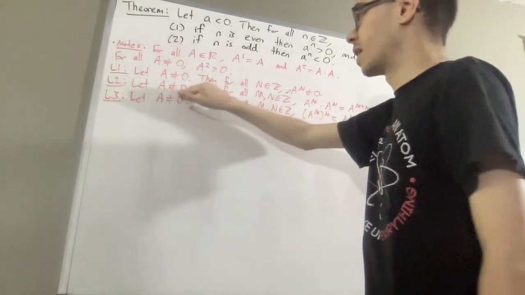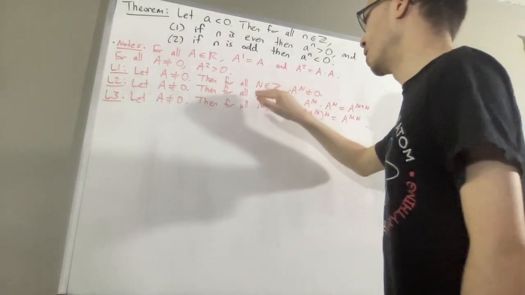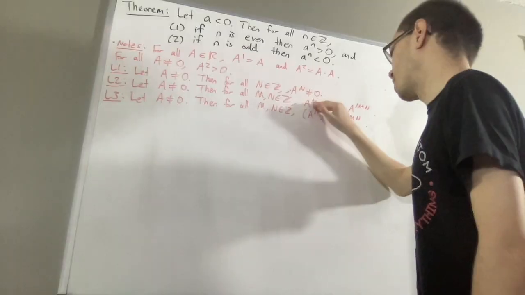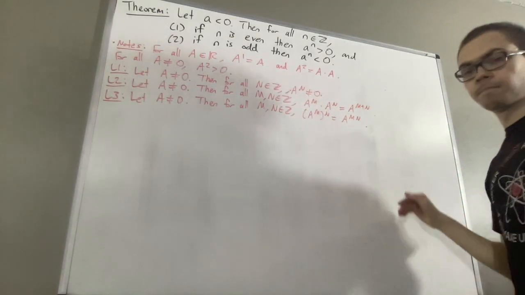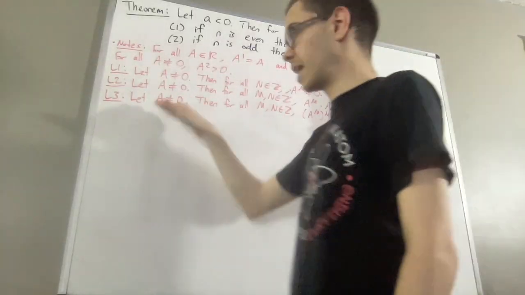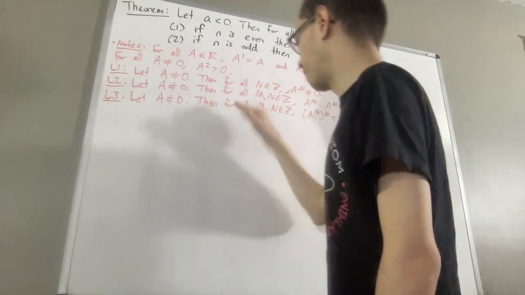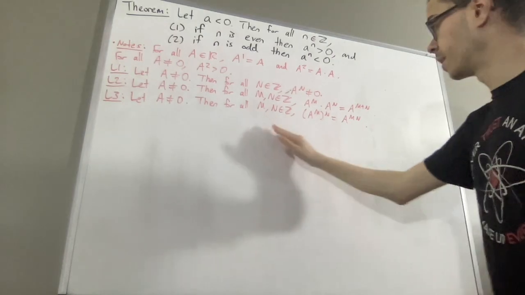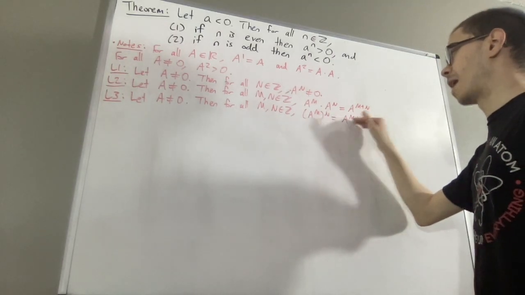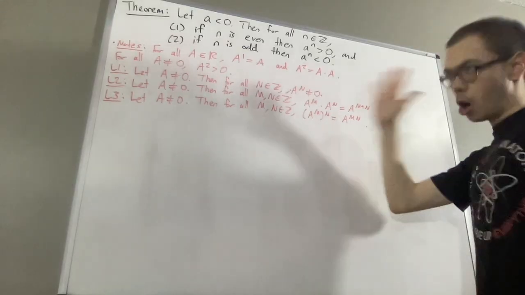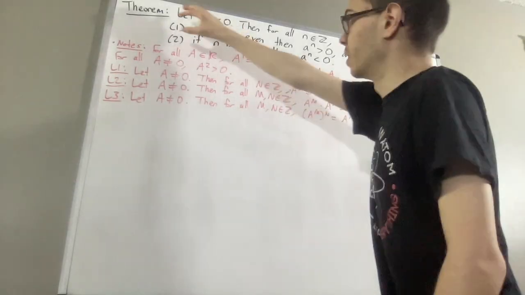Second, let a be a non-zero real number. Then for all integers m and n, a to the power of m times a to the power of n is equal to a to the power of m plus n. Finally, let a be a non-zero real number. Then for all integers m and n, a to the power of m to the power of n is equal to a to the power of m times n. Okay, so now let's get into proving this theorem.